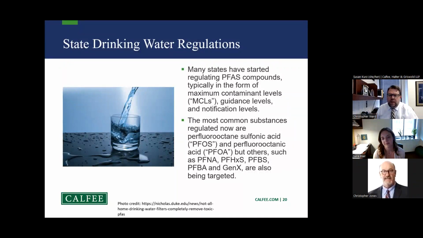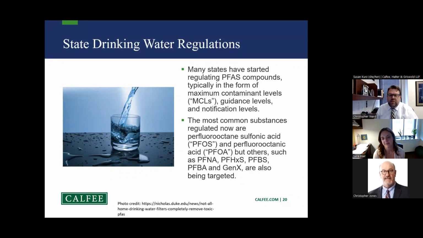A guidance level is where the state has established a recommended concentration limit for one or more PFAS substances, but no notification or other action is required if the concentrations exceed the recommended limits. Essentially, this is a health advisory.